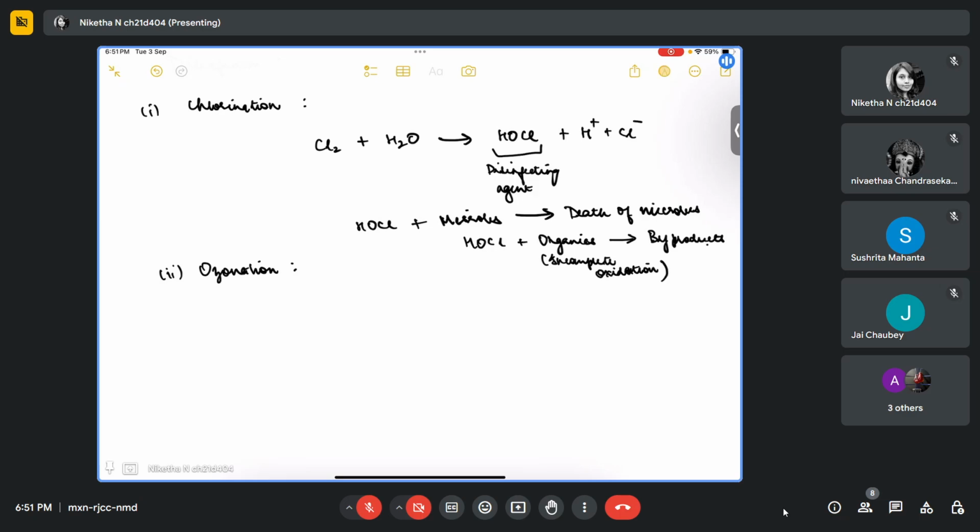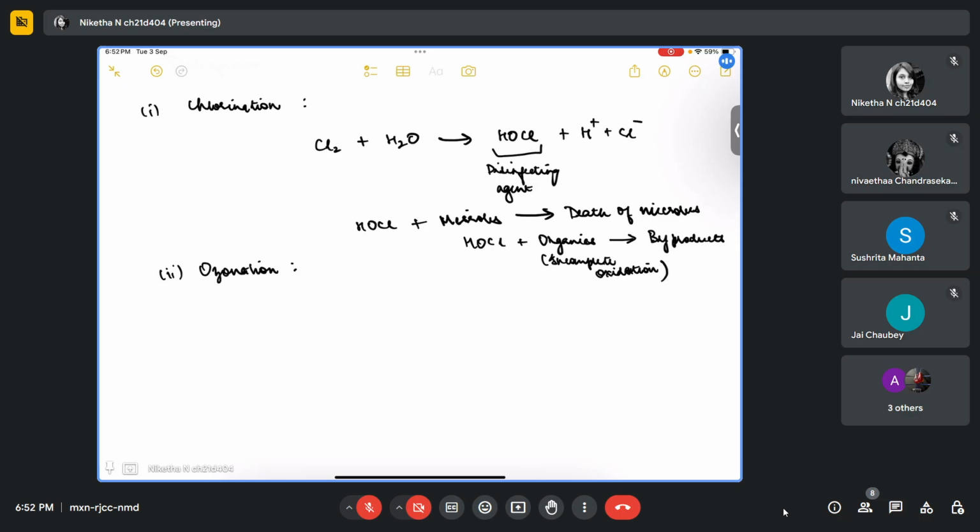And they will form byproducts. These byproducts are highly toxic and undesirable, and therefore they have to be removed. When you go for ozonation, you will not find this happening, because when you use chlorination, the chlorine will stay in the water and keep on reacting. After killing all the microbes, it will continue to react with the organics.